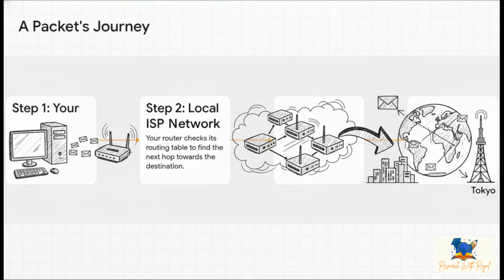And this journey isn't a direct flight. It's more like a series of incredibly fast hops. First, the packet goes from your computer to your home router. That router sends it to your internet service provider. From there, it's jumping between these massive routers, maybe going under an ocean through a cable, crossing a continent, just passed from one network to the next until it finally arrives in Tokyo.